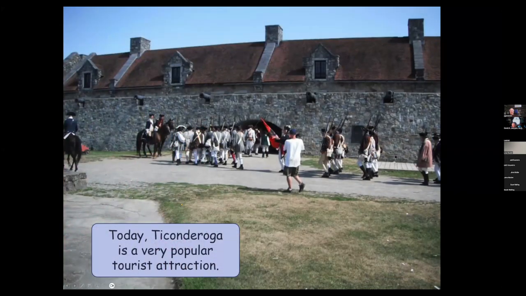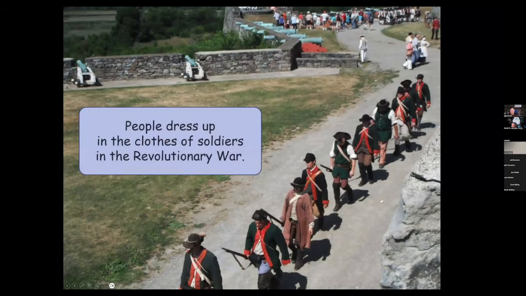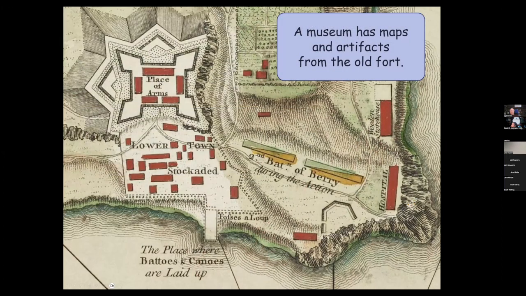Now, today, Ticonderoga is just a really popular tourist attraction. And I used to run teacher workshops there. I think we ran 5 different workshops in the fort itself. People dress up in the clothes of soldiers. And so you get this bizarre scene where you've got a line of troops marching along over here, and then a great big long line of tourists over there watching the cannon demonstration, and a couple other tourists around taking pictures in different places. It's a tourist attraction. The museum, however, is absolutely spectacular. If you do have a chance to go there, it's got all kinds of maps and artifacts from that old fort.